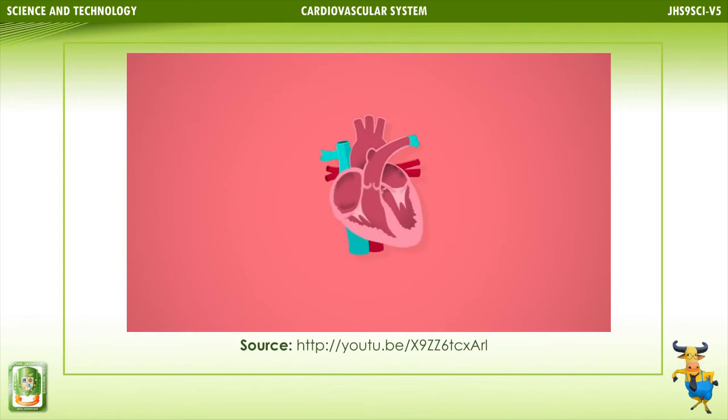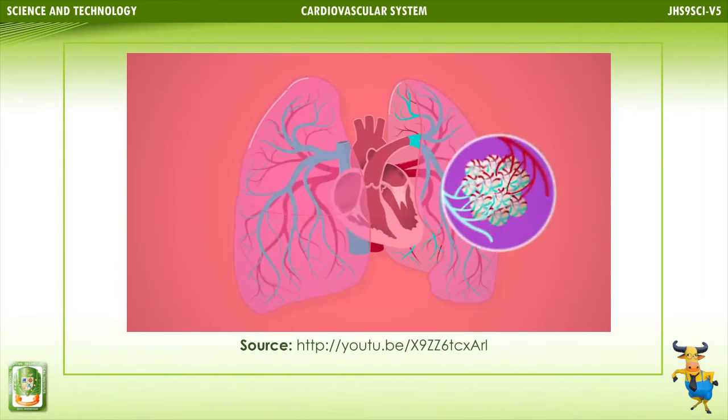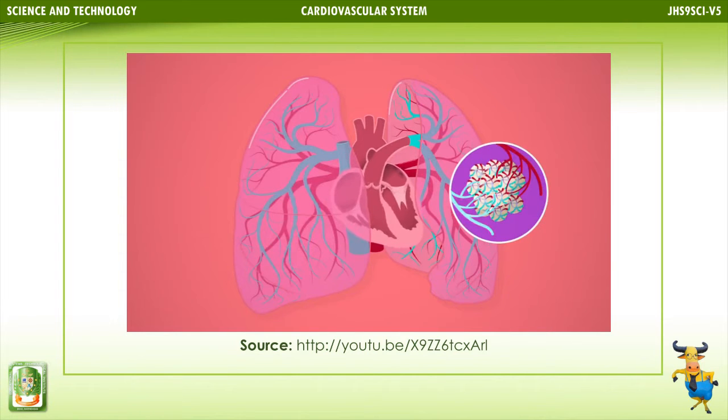From there, and this is the only time in your body where deoxygenated blood goes through an artery, the blood goes straight through the pulmonary artery into the lungs where it can pick up oxygen. It finds its way into very small, thin-walled capillaries, which allow materials to move in and out of the bloodstream. In the case of the lungs, oxygen moves in and carbon dioxide moves out.